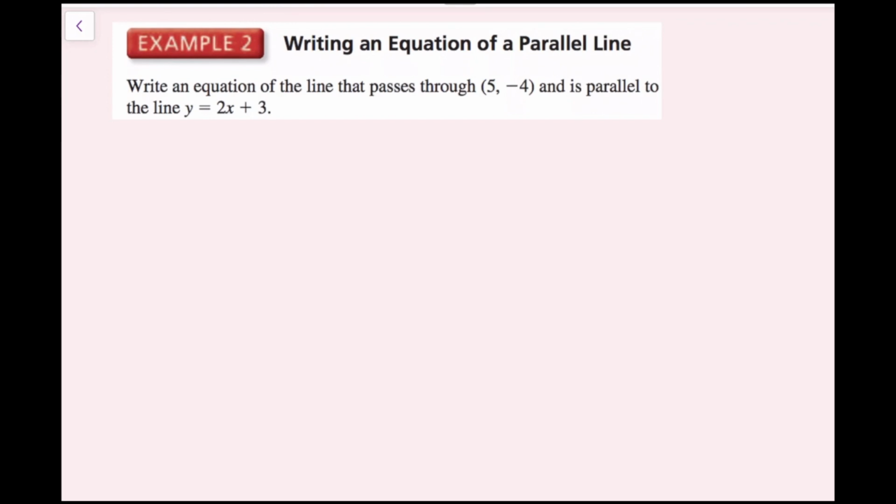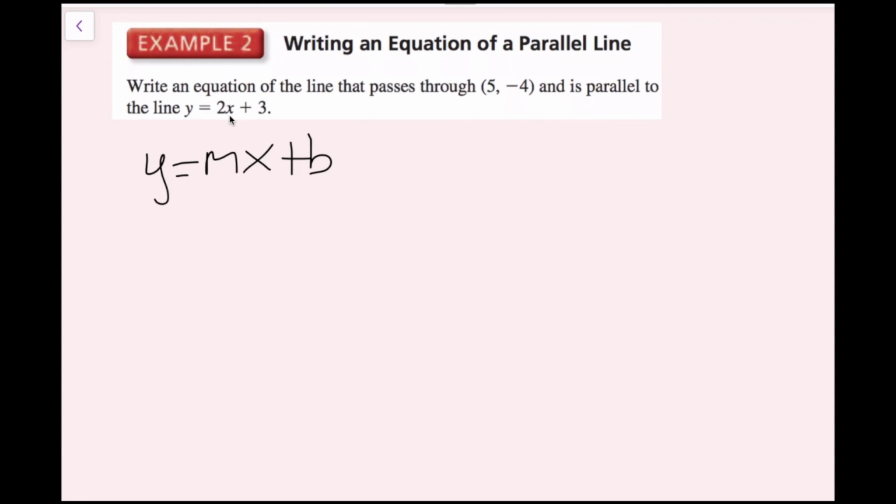Write an equation of the line that passes through the point 5, -4 and is parallel to the line y equals 2x plus 3. So whenever I'm going to write an equation to the line, I want to start with a general form. So that's either going to be point-slope form or slope-intercept form. So I'm going to start with slope-intercept form. That's y equals mx plus b. And once I find my slope, which is m, and my y-intercept, which is b, I'll have the equation to the line.